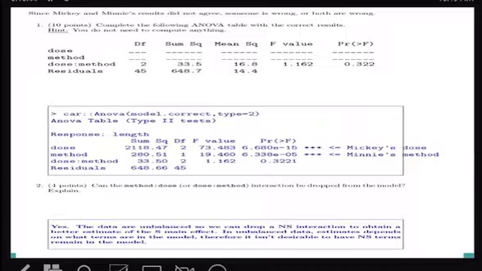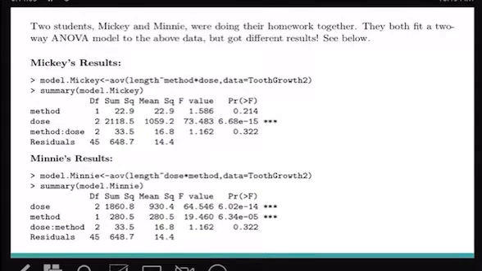If you look at the table, the interaction and the residual, I think they've already filled out for you. What they need now is the dose and the method. But let me tell you this, without doing anything, you will go back to these two results. You will pick the largest sum of square value. Now, compare the sum of square method for Mickey and the sum of square method for Minnie.